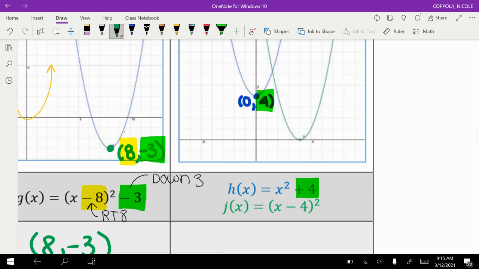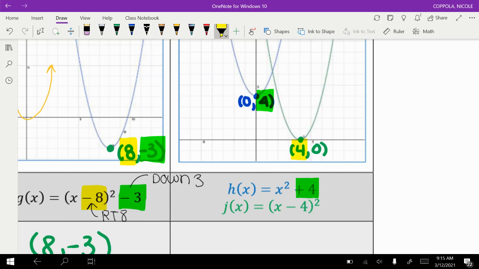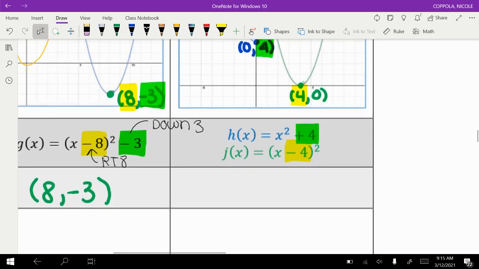Now let me look at the green guy. This one went over 4, but up 0. Notice that horizontal shift: I went right 4, it goes on the inside of the parentheses, and it's lying. So instead of going positive, it is right 4. And up 0 would be like tacking a +0 on over here, but if I'm adding 0, then you don't need it. So the vertex for h of x was 0, 4, and the vertex for j of x was 4, 0.